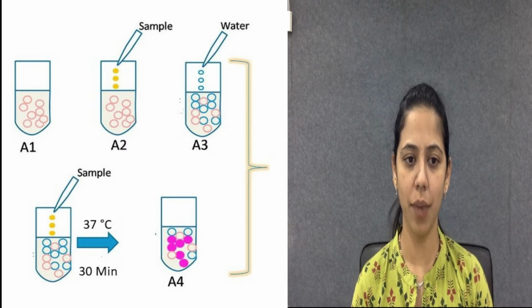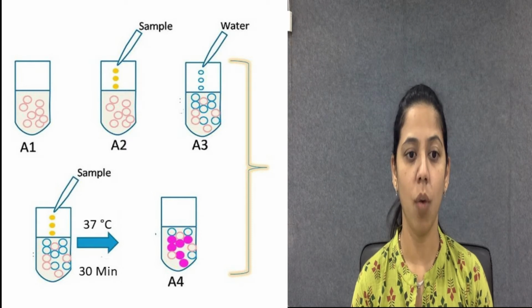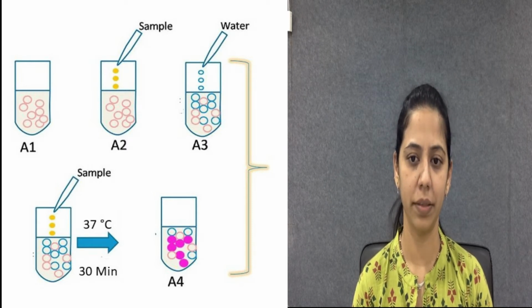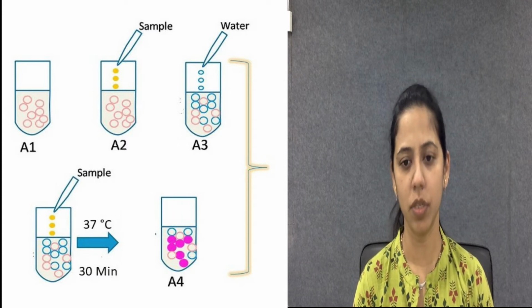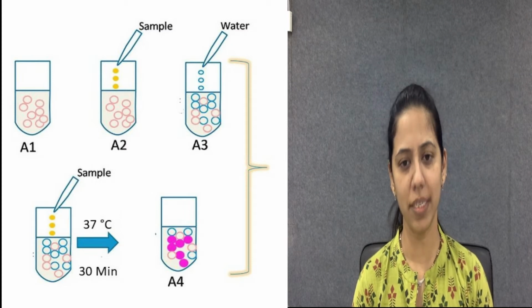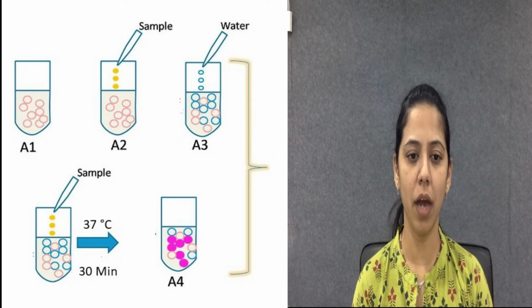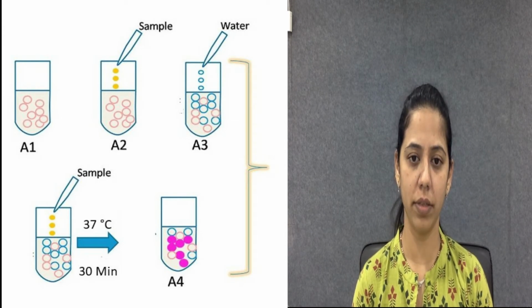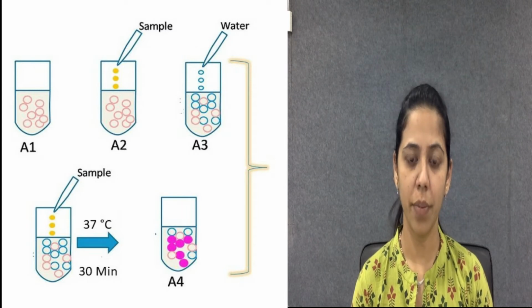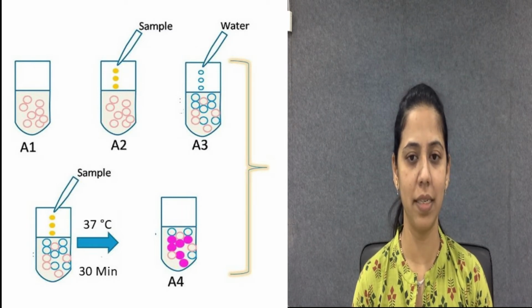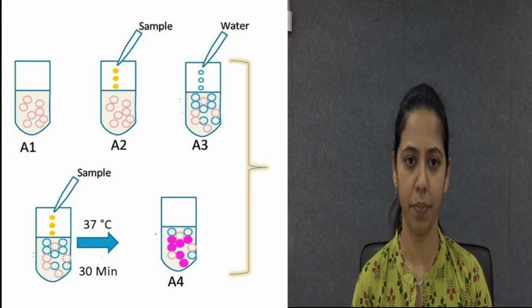In the standard test tube add 0.1 ml of working standard of protein, while in the test add 0.1 ml of serum solution. Now in each test tube add 5 ml of biuret reagent and maintain all these test tubes at 37 degrees Celsius for 20 minutes. Then after, measure the absorbance of test and standard at 520 nanometer.